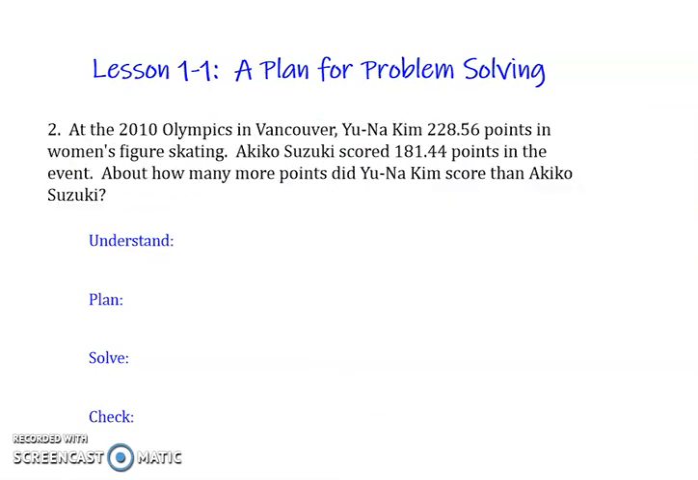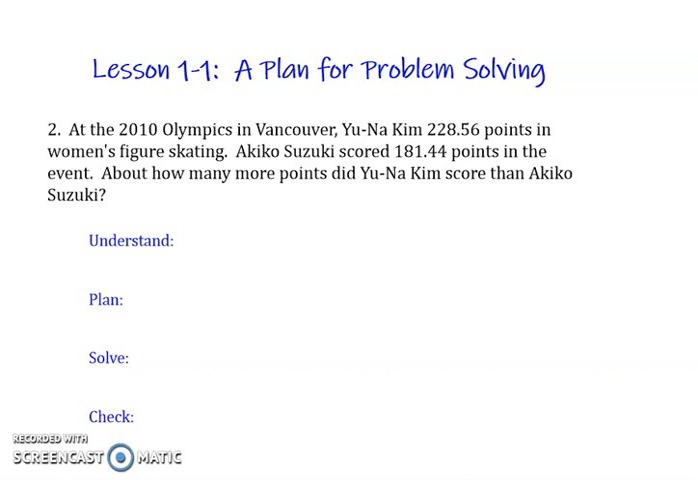Okay, here's number 2 of your word problems that you'll have for homework. At the 2010 Olympics in Vancouver, Yuna Kim scored 228.56 points in the women's figure skating. Akiko Suzuki scored 180.44 points in the event. About how many more points? Boy, there's all kinds of words there. About means estimate. More points, so we're going to be subtracting. Did Yuna Kim score over Akiko Suzuki?